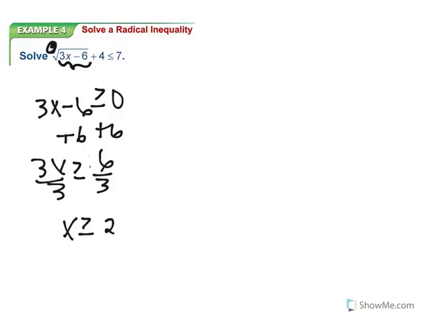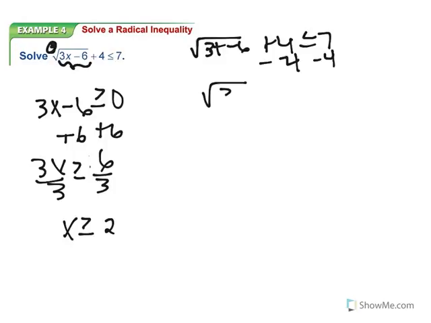Now we need to solve our inequality. So we have the square root of 3x minus 6 plus 4 is less than or equal to 7. We're going to subtract 4 from both sides, and we're going to get the square root of 3x minus 6. That's supposed to be an x up there. It's going to be less than or equal to 3.